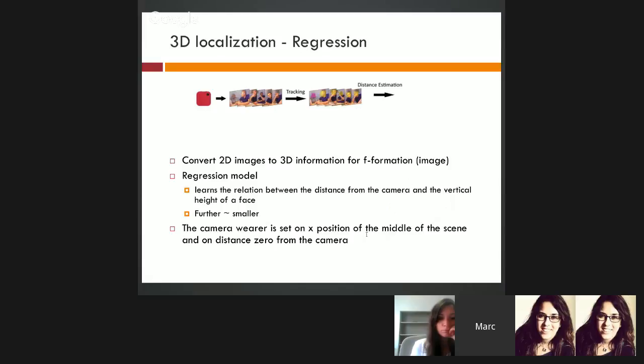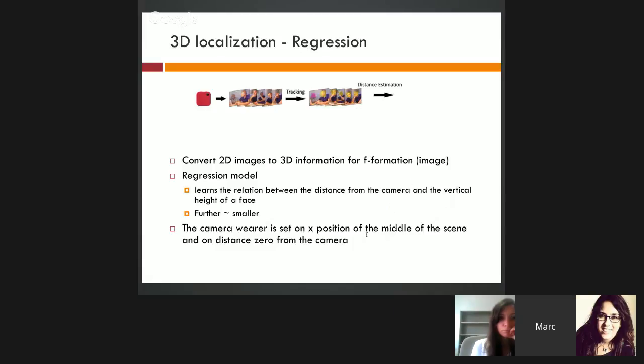On the other hand, we do not use the information of the camera very explicitly, but just knowing where it stands is implicit information that we need. So we imagine that the camera wearer is in the middle of the scene, at zero distance from the camera, because the camera is worn on his chest.